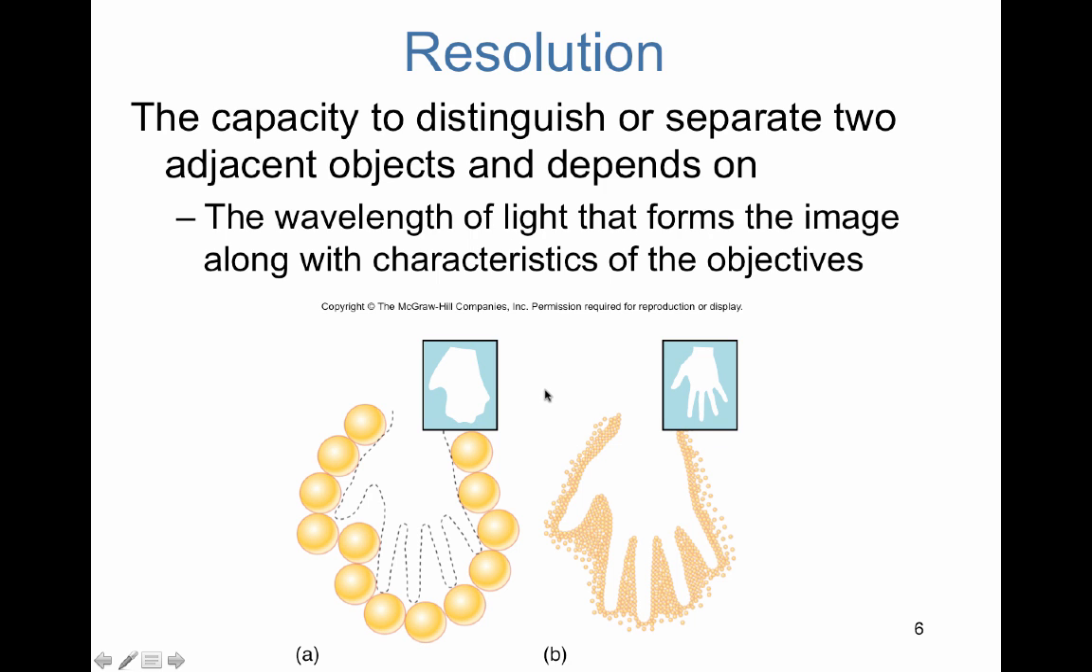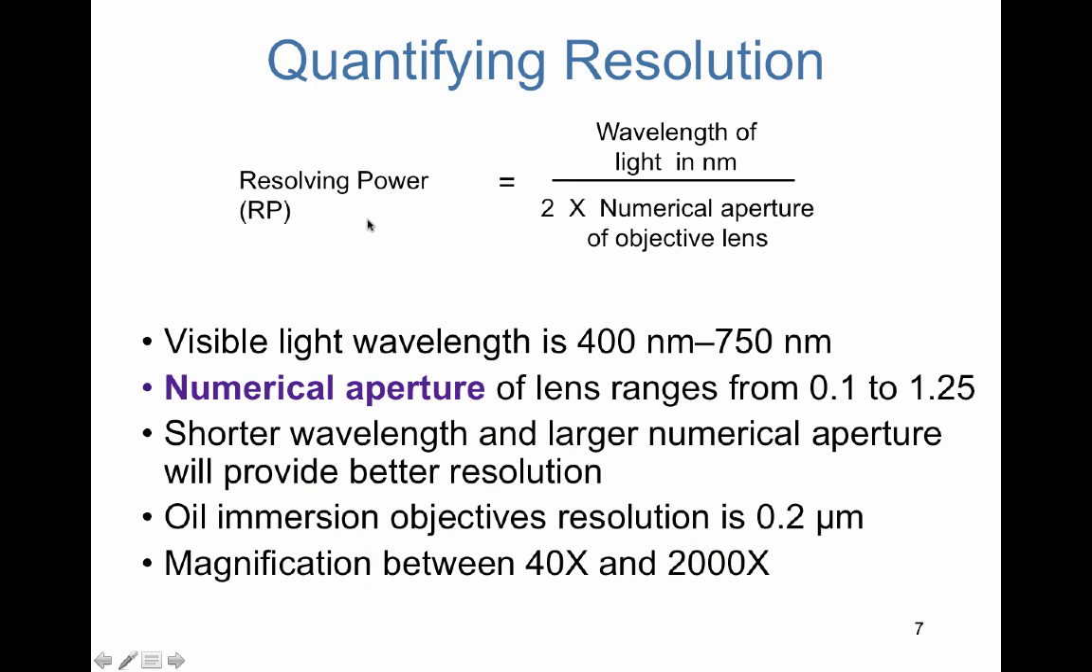And the actual resolution of the microscope that you're working with depends on the wavelength of light that is forming the image. Now, generally, a shorter wavelength of light is associated with an increase in the resolving power, or a better resolution. In order to quantify this, the resolving power equals that wavelength, which I just said shorter would give you a greater resolution, usually in nanometers, over 2 times the numerical aperture.